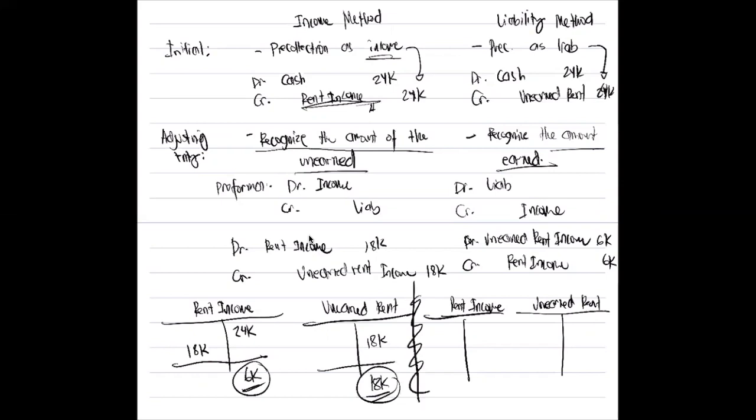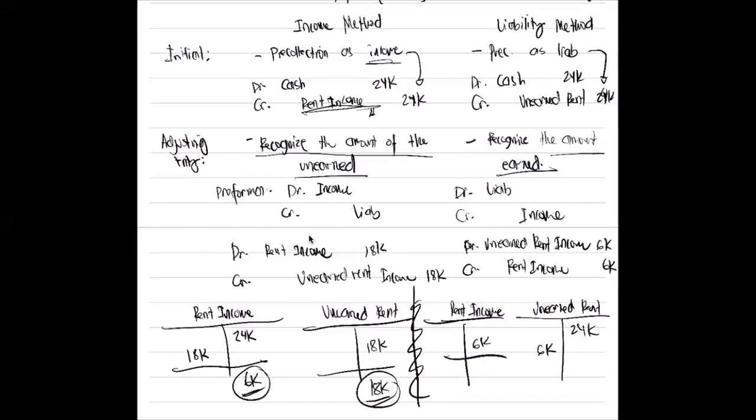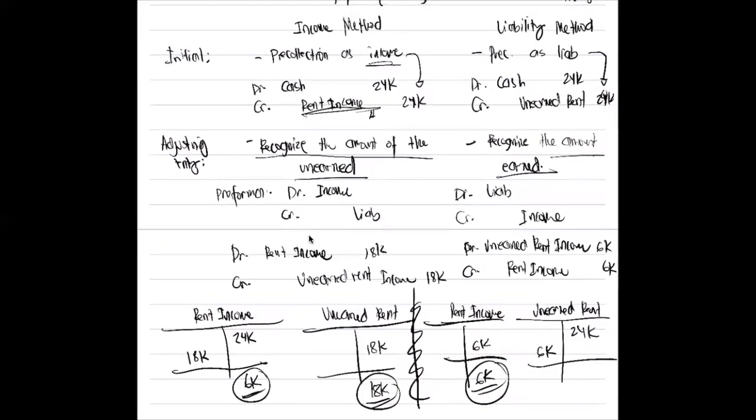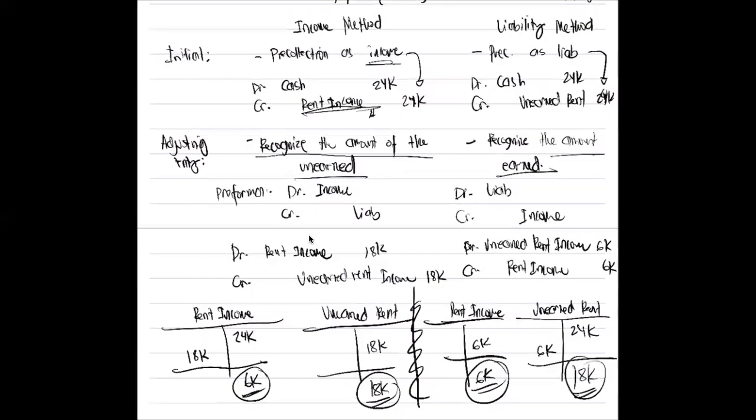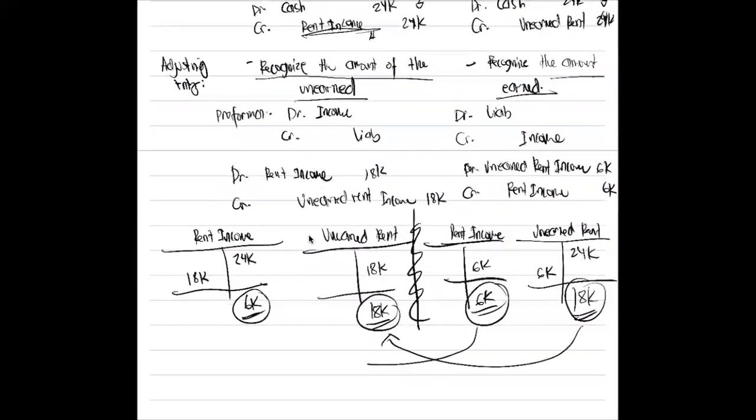Punta naman tayo sa liability method. Initially, it is recorded as liability. So, you need to debit, cash, credit, unearned rent. So, unearned rent at 24,000. And then to make the adjusting entry, you need to recognize the amount earned. Therefore, we debit liability and we credit income. So, anong ginawa natin? We debit the unearned rent income ng 6,000 and we credit the rent income as 6,000. Magkano balance ng rent income? 6,000. Magkano balance itong unearned rent? 24 less 6, 18,000. So as you can see, guys, whether we use your liability method or we use your income method, we will still yield the same.